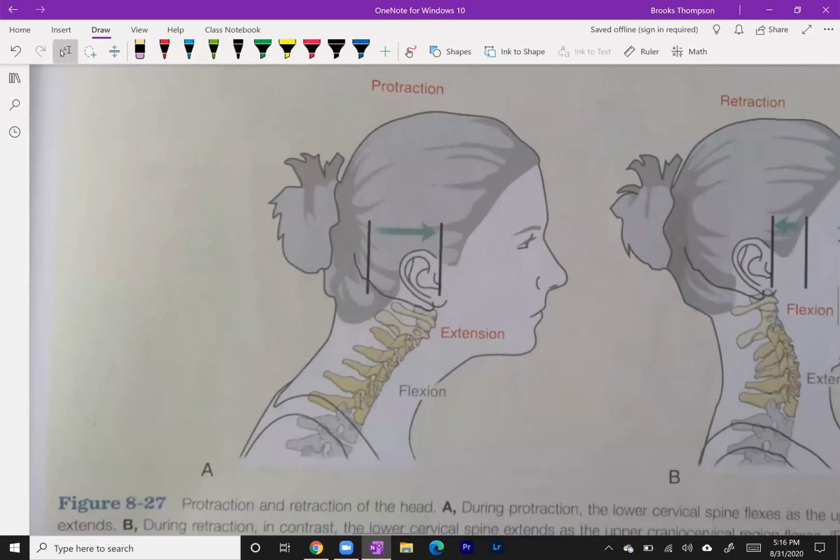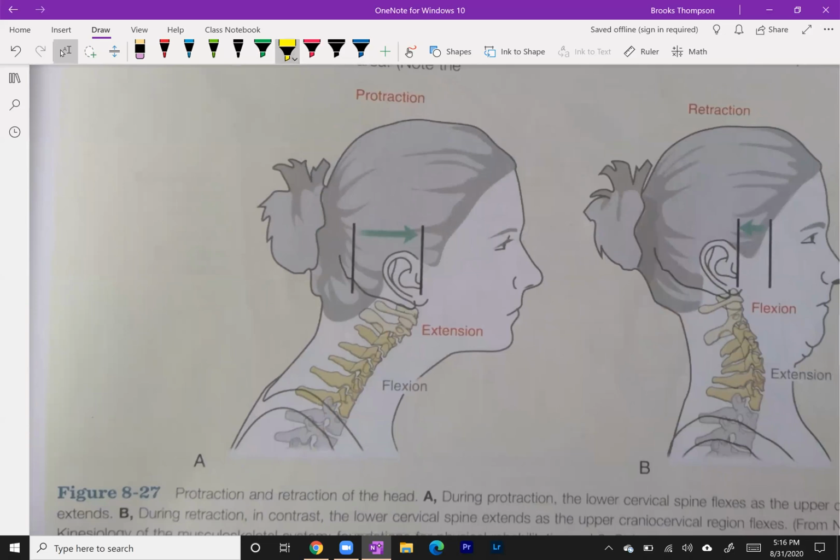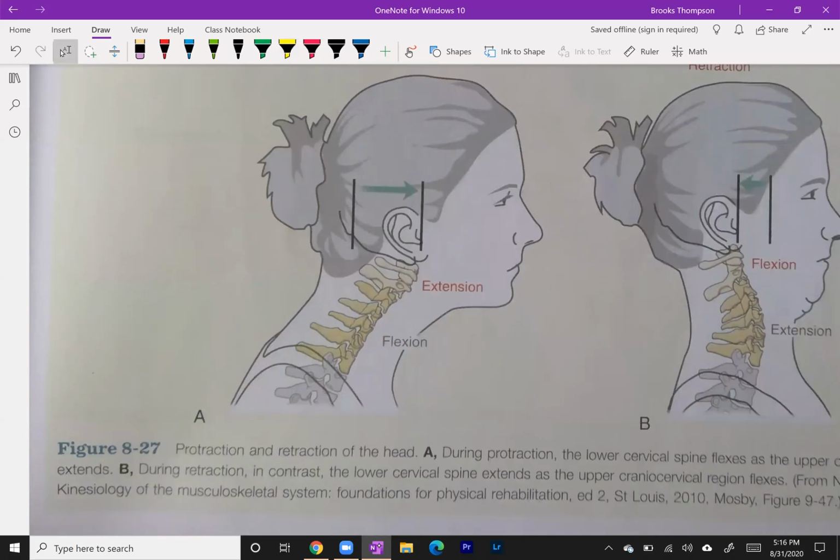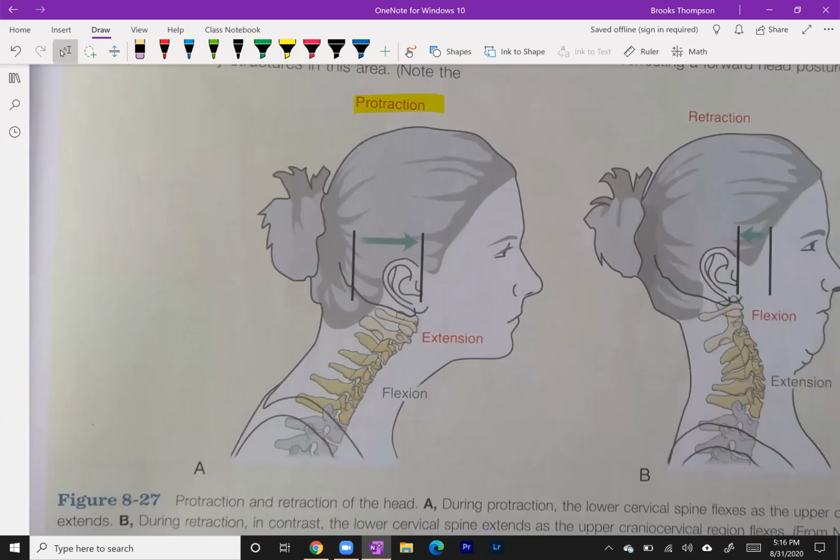Forward head posture is going to be when you present with protraction of the cervical spine. So as we can see, they say flexion here, but it's also protraction, okay? The head is forward, that's protraction. So the cervical spine is in flexion.